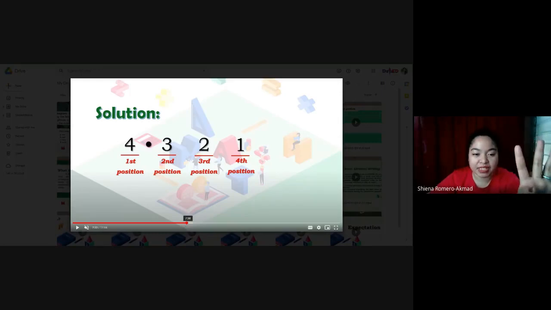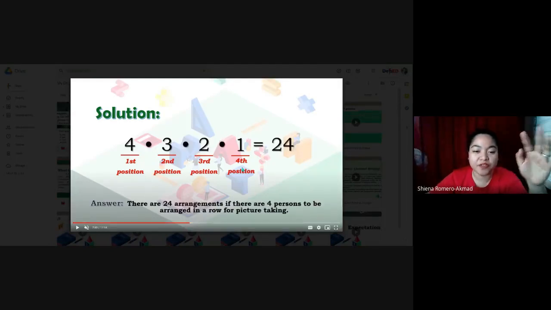Then, kapag nakapili ka na ng isa, you are choosing from 4 persons, nakapili ka na ng isa. Yung second position, 3 na lang yung choices mong tao na pwede mong pagpilian. Kapag pumili ka doon ng isa, sa third position, 2 na lang. And kapag pumili ka pa dyan ng isa, sa fourth position, 1 na lang na pwede mong pagpilian. And if you multiply these numbers, 4 times 3 times 2 times 1, it will give you 24, which is what our answer is. So our answer is 24 arrangements if there are 4 persons to be arranged in a row for picture taking.